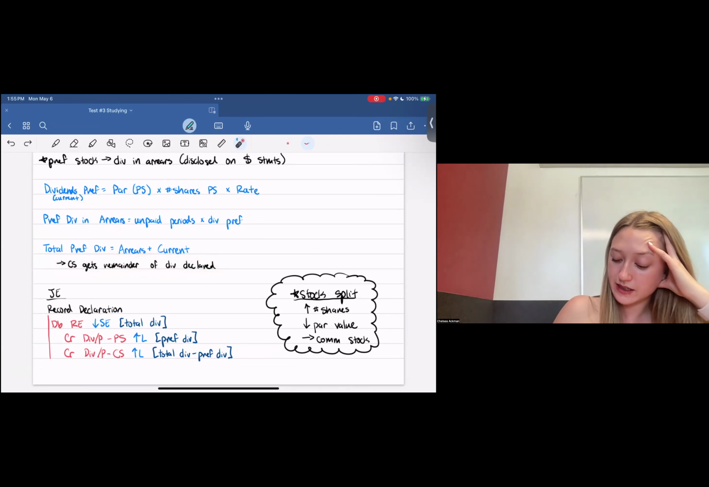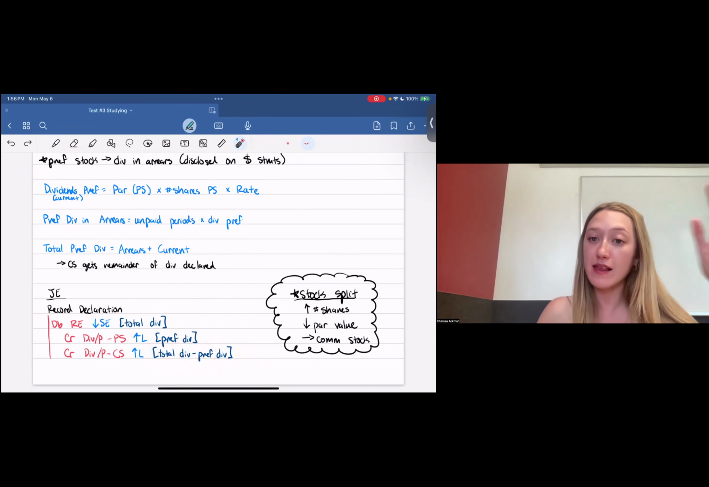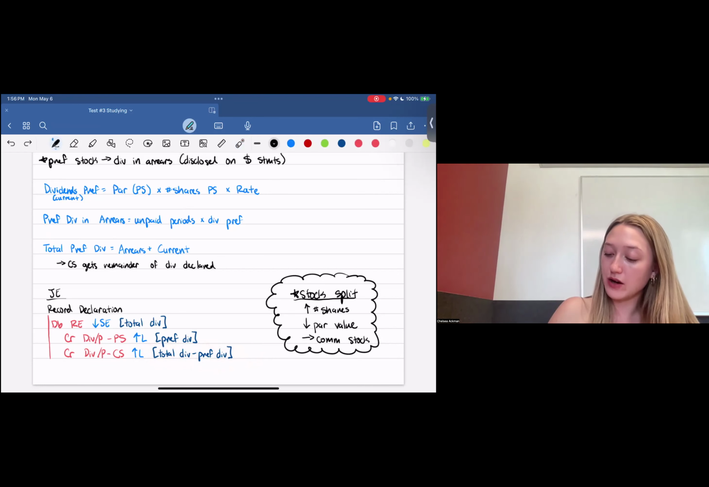So to record that declaration, we're going to have a debit to retained earnings for that total dividend amount, a credit to dividend payable for preferred stockholders of the preferred dividend amount. So this was the first amount we calculated. And then a credit to dividend payable for common stock for the difference, the total dividend minus the preferred dividend. And then the last thing we talked about in terms of equity was stock splits.